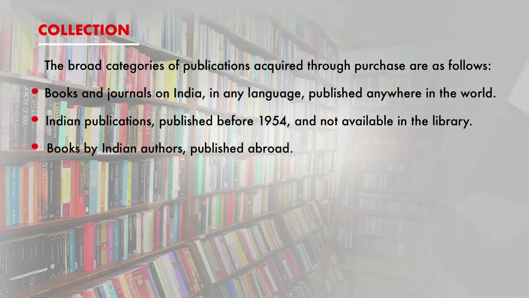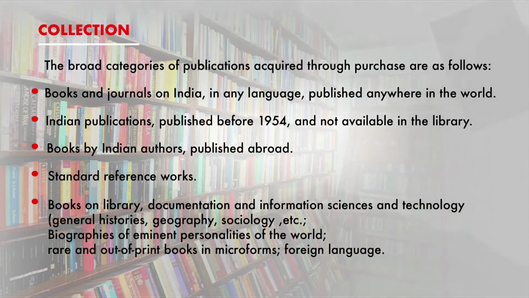Then books by Indian authors published abroad anywhere. Then standard reference books like encyclopedias, dictionaries, almanacs, yearbooks, directories, etc. Then books on library, documentation and information science and technology, general histories, geography, sociology, etc. Biographies of eminent personalities of the world, rare and out of print books in microforms and in foreign languages. So, this is how the National Library of India purchases its collection.